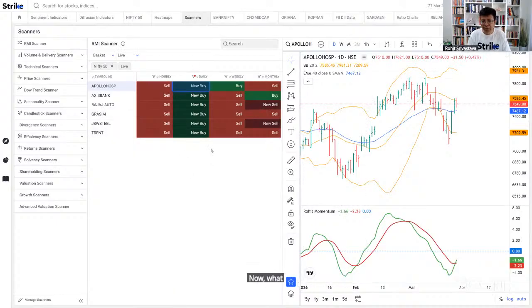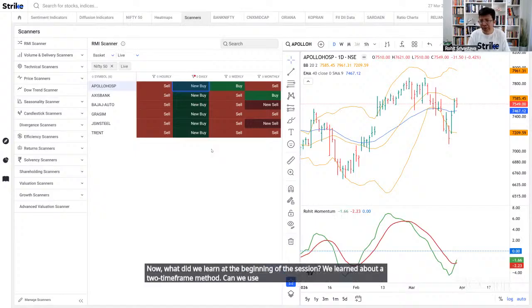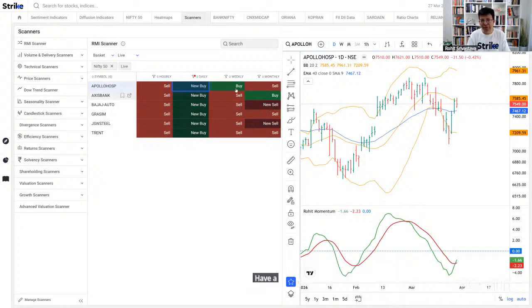Now, what did we learn at the beginning of the session? We learned about a 2 time frame method. Can we use a 2 time frame method here to scan stocks? The answer is yes. We have got 1, 2, 3, 4, 5, 6 buy signals, but how many of them have a weekly buy? You can see there's only one.